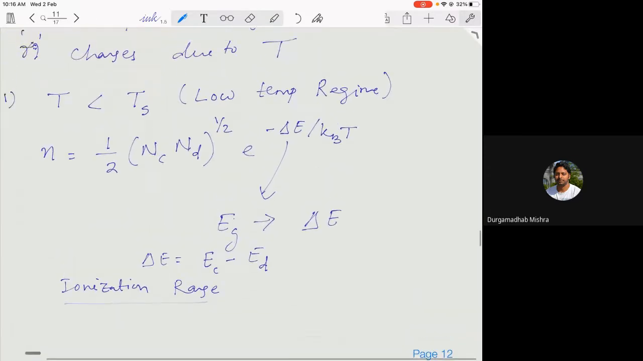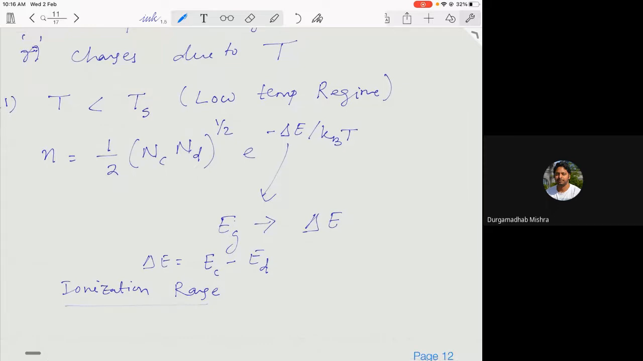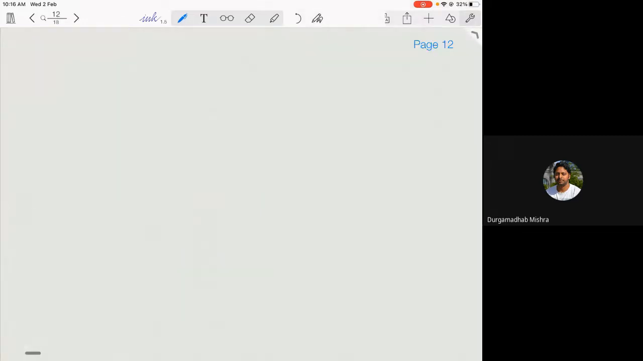So when you are below this temperature Ts, the dopants are getting ionized, but full ionization has not happened, and this range is the ionization range. Then when you are above Ts, we call it the medium temperature range.